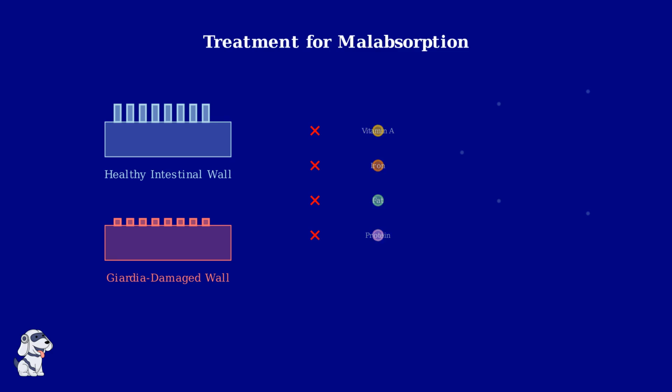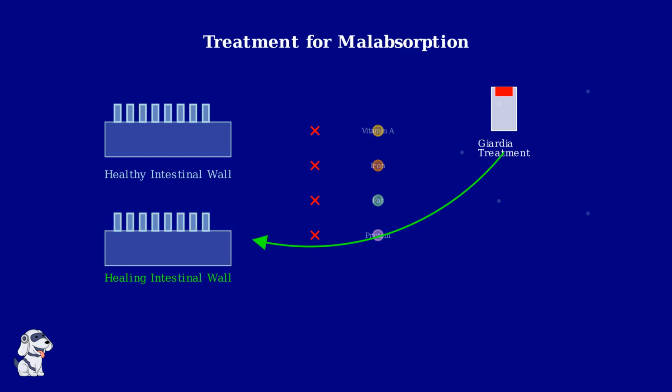The villi become flattened and inflamed, dramatically reducing the surface area available for nutrient absorption. This malabsorption leads to serious problems. Your body cannot get the nutrients it needs, even if you're eating well. You may experience weight loss, vitamin deficiencies, and fatigue as your body struggles to function properly. This is why treatment is strongly recommended when malabsorption occurs. Medications like metronidazole or tinidazole eliminate the Giardia parasites, allowing your intestinal wall to heal and restore normal absorption.